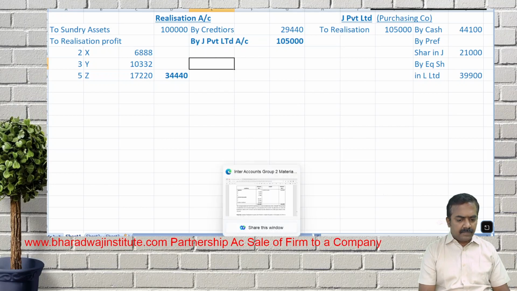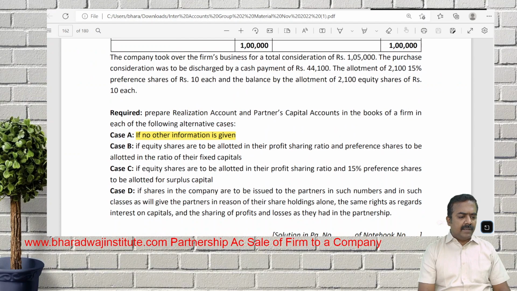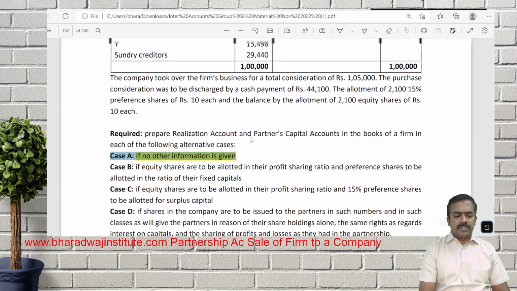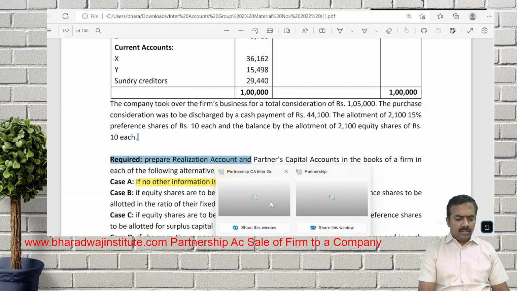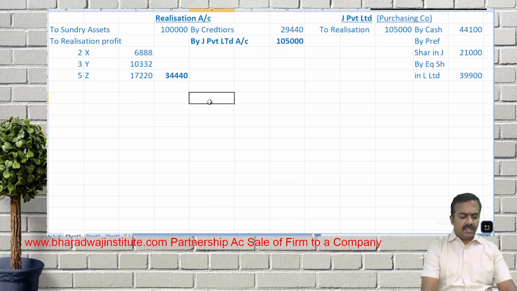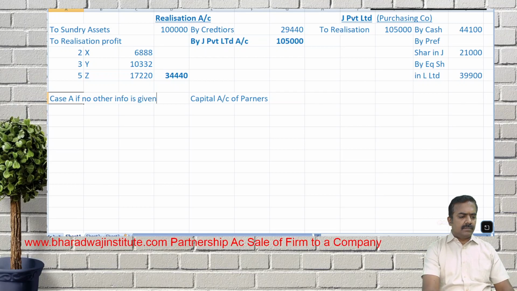Now come back to the question. Look at case A. No other information is given. No other information given means that's all. Now we will prepare which account? Capital account. Capital account of partners. This is for case A, if no other information is given. Who are the partners? X, Y, Z.